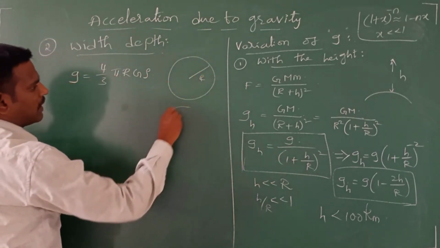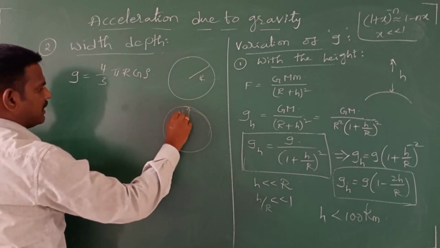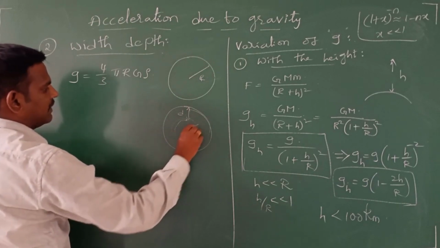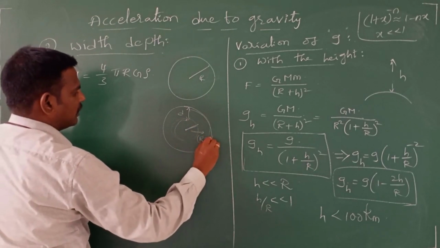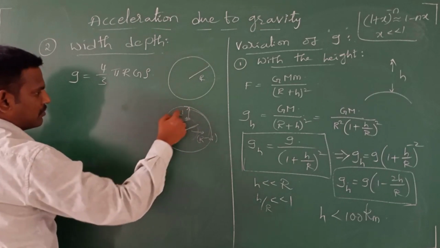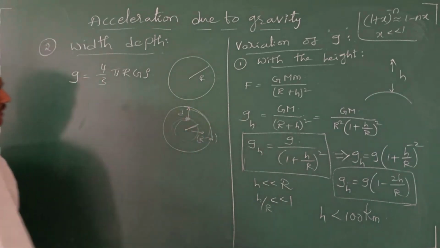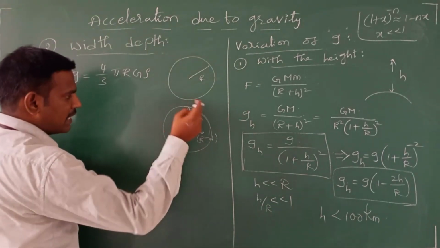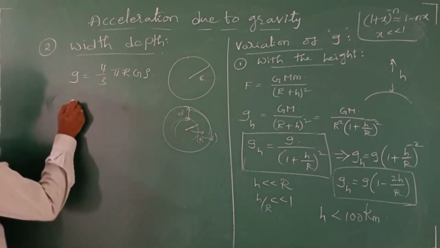Let us suppose the particle is kept at the depth d. The acceleration due to gravity due to this part only, this small massive sphere, will have the radius of R minus d only. So this particle will experience the force of attraction due to this only, not due to the complete remaining part. Due to this remaining part, it acts as a shell. Due to the shell, the force of attraction inside it will be equal to 0. So due to this small sphere at this point, the acceleration due to gravity can be found like this.